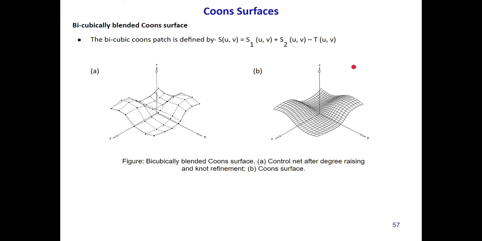The most common use of these kinds of patches is an attempt to fill a three or four-sided hole in a patchwork of surfaces smoothly. So that is the application of these surfaces, and that is all from my side for the Coons surface.